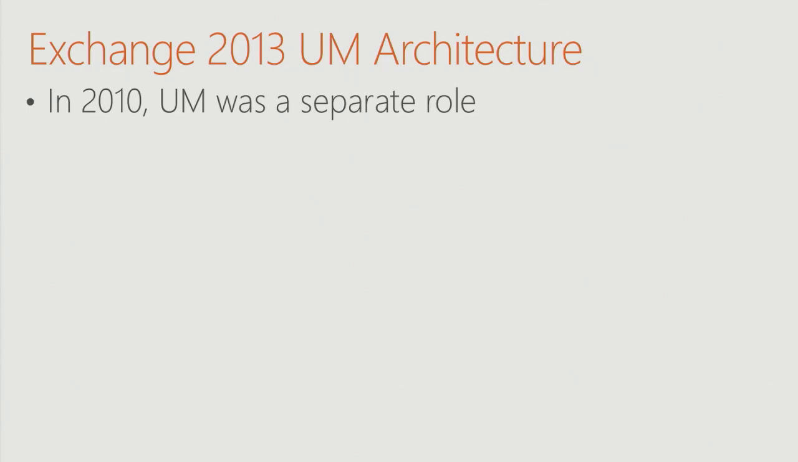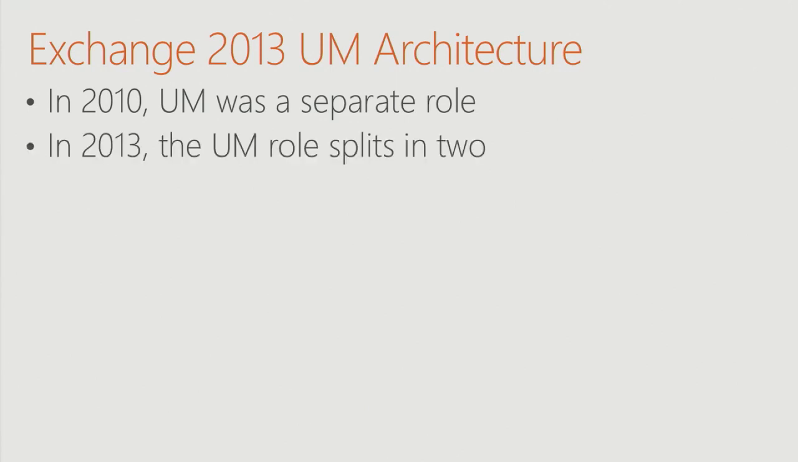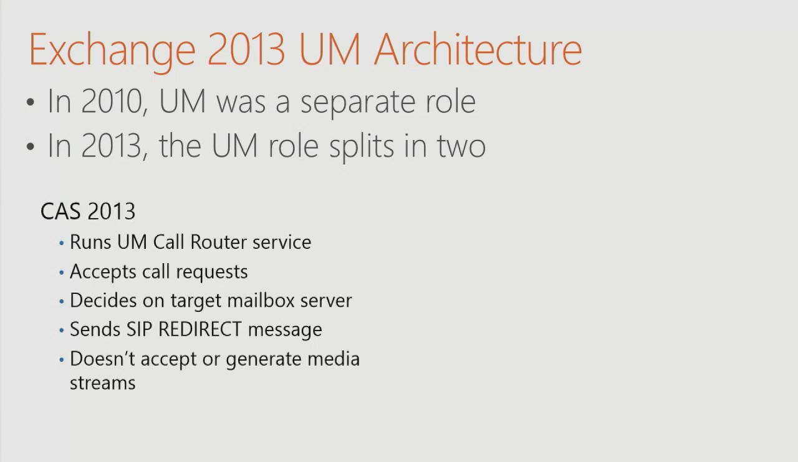So in 2010, and going back to 2007, Unified Messaging was a separate role. We didn't have a lot of guidance on how to implement it or where to implement it, but we could put it on a separate server if we wanted to, and it did its thing. Now, in 2013, it's not a separate role, except it is. Okay, let me explain. We got two parts, right?